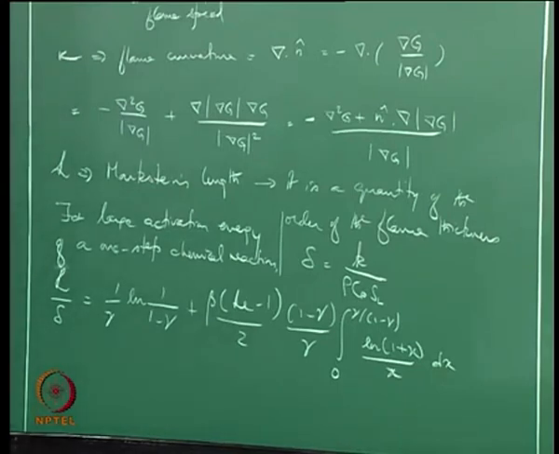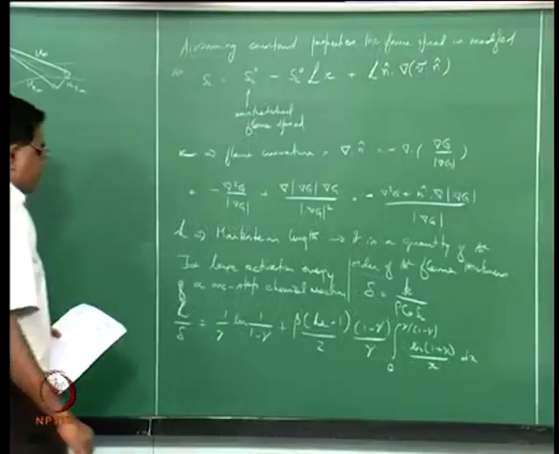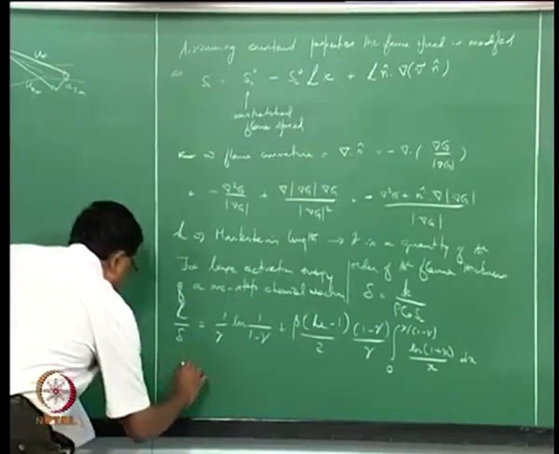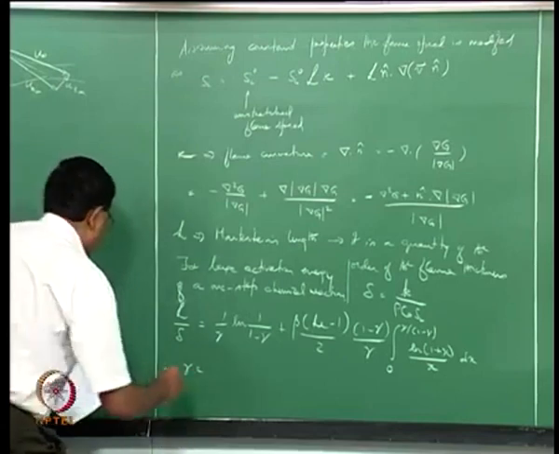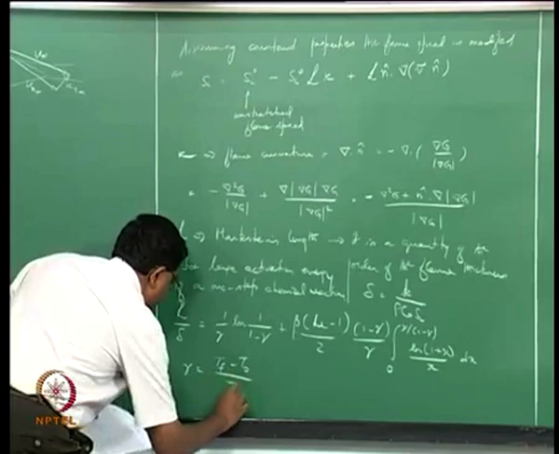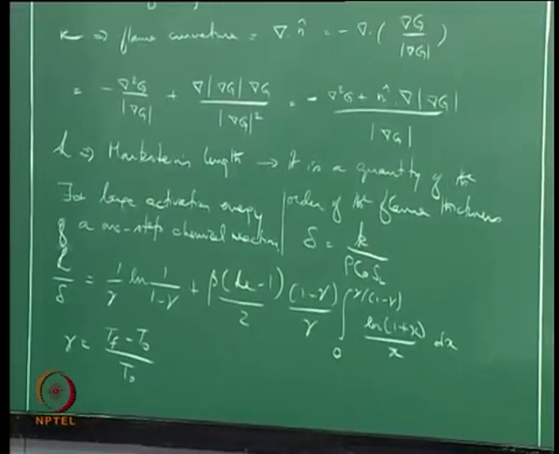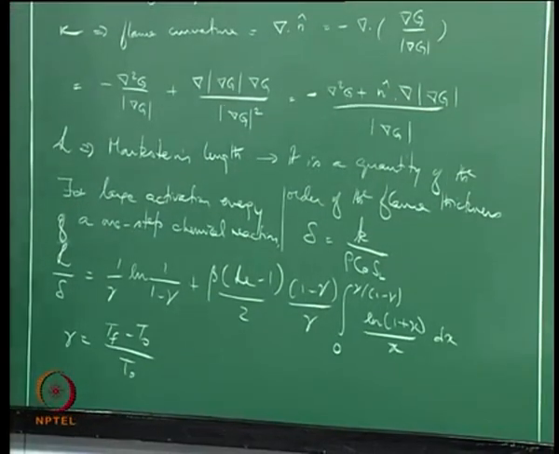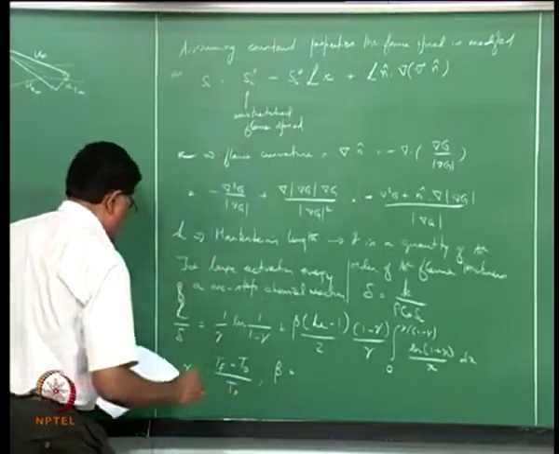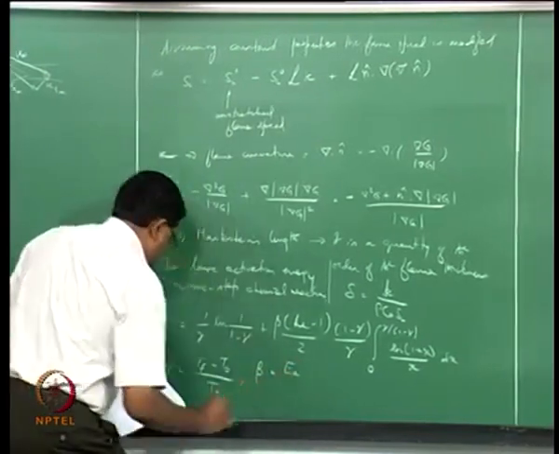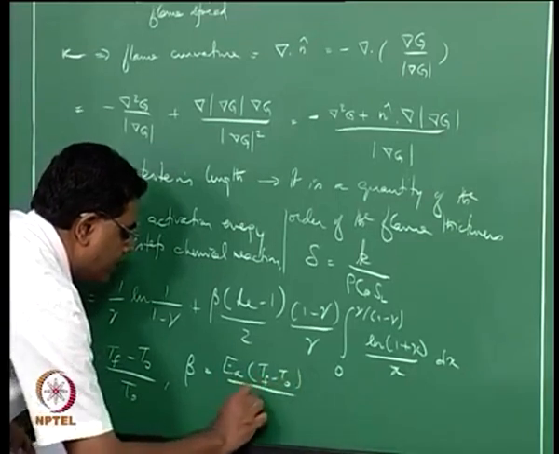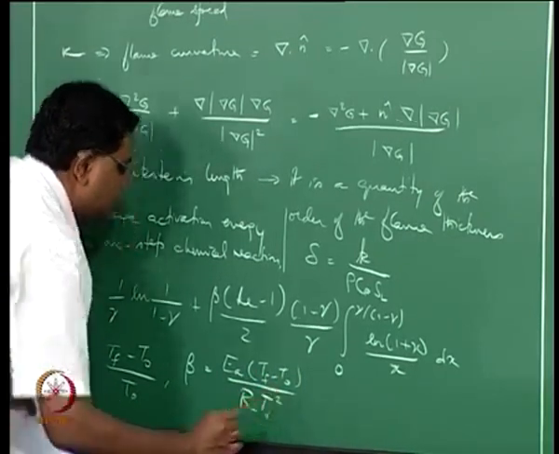Evidently x is a dummy variable of integration from 0 to gamma over 1 minus gamma. Gamma is now not the ratio of specific heats that you are used to in gas dynamics. This is actually the ratio of temperatures, which is basically a temperature difference divided by the initial temperature, and beta is our Zeldovich number. So it's EA times Tf minus T naught divided by RU Tf squared.